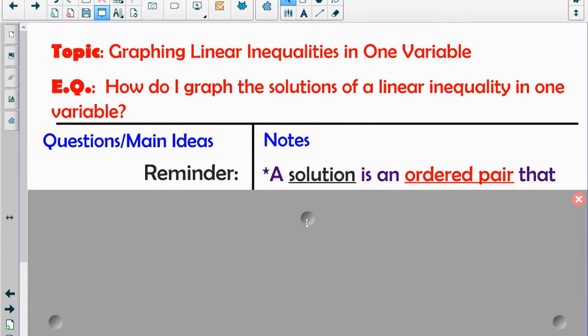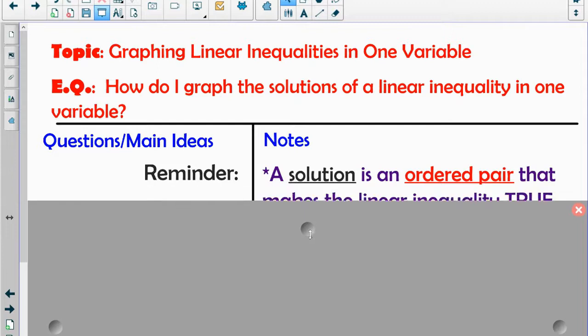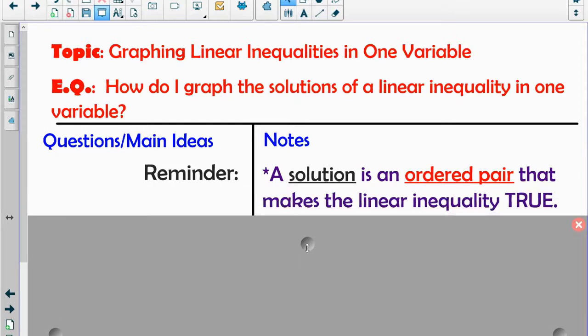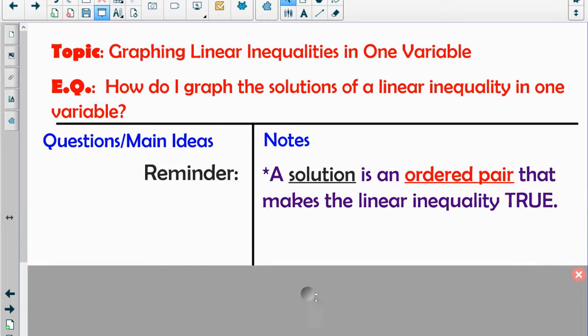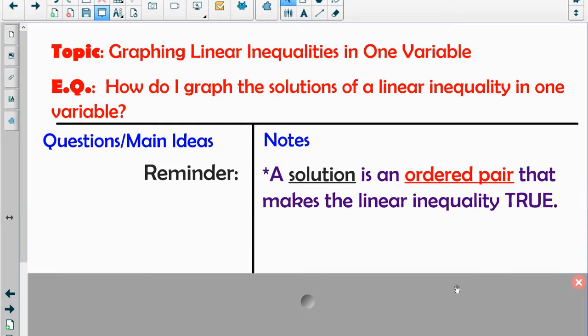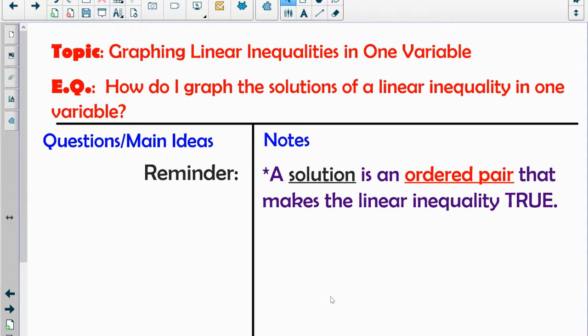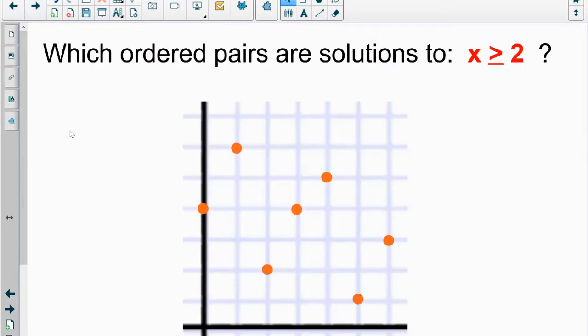So just a reminder for your notes. When we talk about graphing the solutions, we're referring to the ordered pair, or in this case, multiple ordered pairs that would make the linear inequality true. For a reminder of that, you can go back to the previous lesson where we checked to see if an ordered pair was a solution to the linear inequality or not. When we graph linear inequalities, we're looking at graphing the solutions on the entire coordinate plane.